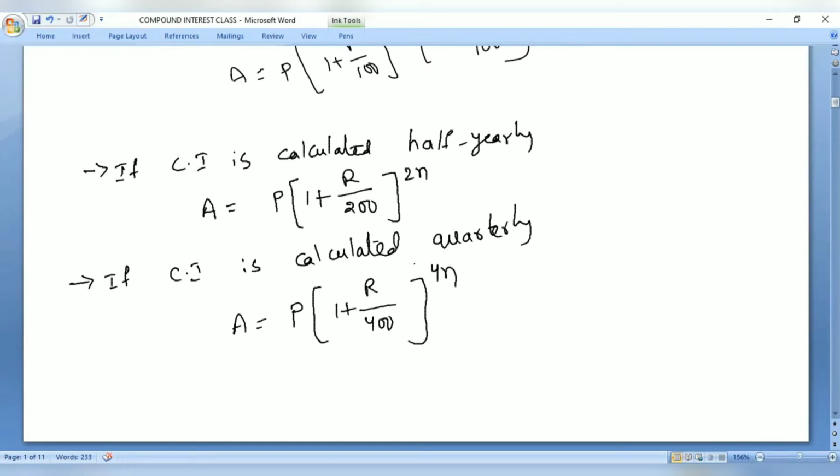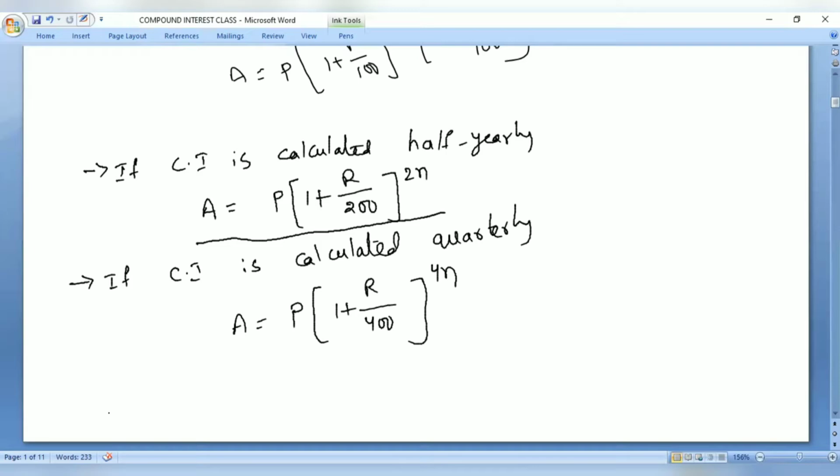So if compound interest is calculated half yearly, the formula for amount is P into (1 plus R by 200) whole power 2n. If it is calculated quarterly, P into (1 plus R by 400) whole power 4n. If it is calculated on a yearly basis, then A is equal to P into (1 plus R by 100) whole power n, where n represents the total number of years.